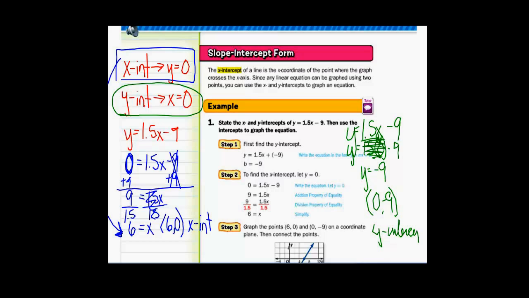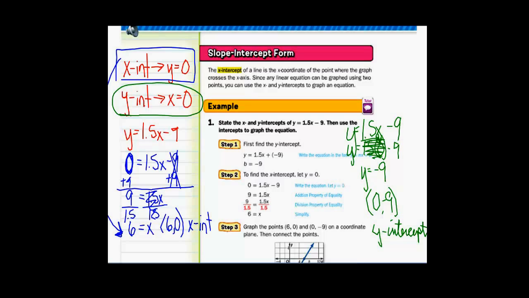Y-intercept. So it's kind of backwards. If you think about it, the y-intercept has x is 0, the x-intercept has y 0. Please try and keep that straight. Okay? So if I wanted to graph that, if my x-intercept is 6 and my y-intercept is negative 9, you should be able to graph that fairly quickly.